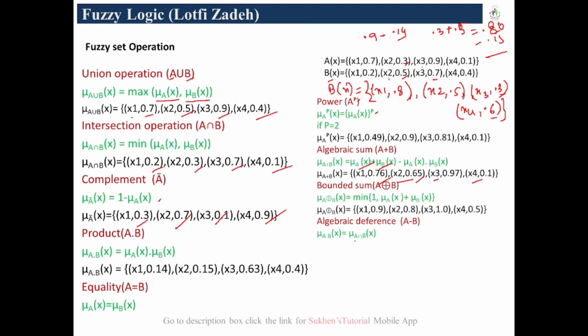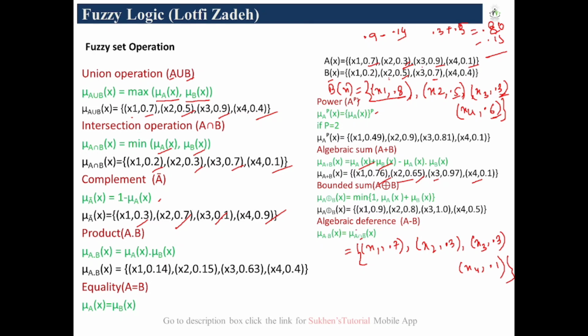Then we take the operation of A and the complement of B. For example, this is an intersection operation. As we already know, intersection is the minimum of set A and set B. Set A is 0.7 and set B is 0.8, so x1 comma 0.7, x2 comma 0.3, x3 comma 0.3, x4 comma 0.6 and 0.1. This is the result.